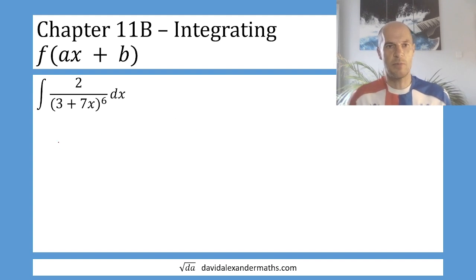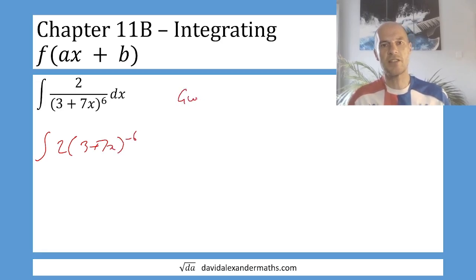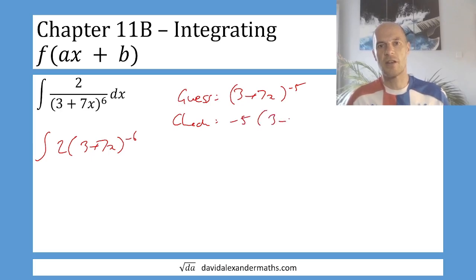Okay, here's another example. I'm going to rewrite this as 2 lots of 3 plus 7x to the power of negative 6. What am I going to do for my guess though? I'm not going to ignore the power, I'm going to ignore the coefficient here. I'm going to guess 3 plus 7x to the power of negative 5. Let's perform a check. Power comes down to the front, reduce the power by 1 and multiply by the derivative of what's in the bracket. So that is going to be minus 35 lots of 3 plus 7x to the minus 6.